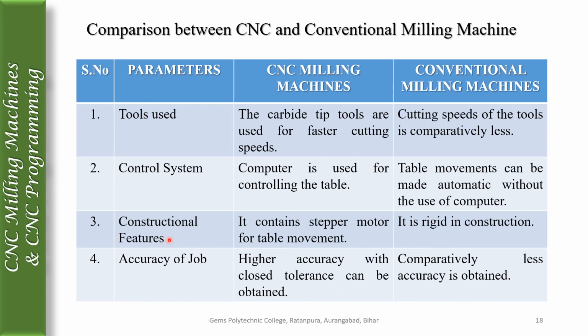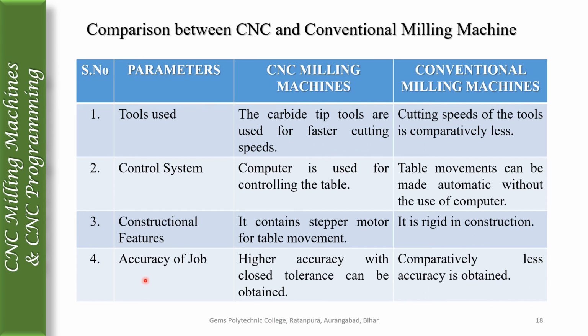Let's come to the construction feature. A CNC milling machine contains a stepper motor for table movement. But a conventional milling machine is rigid in construction, where everything is moved manually. A CNC machine is not as rigid, but it also has strength, and it contains a stepper motor for moving the table and tool, so all the materials used are lightweight only.